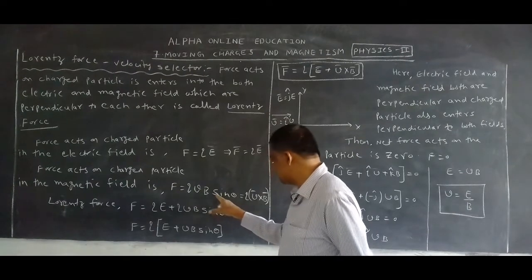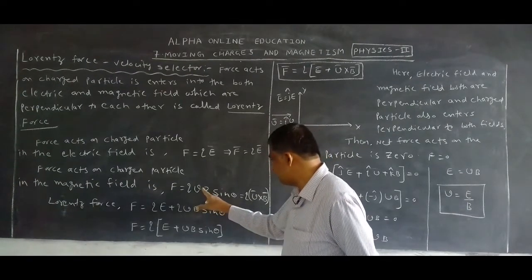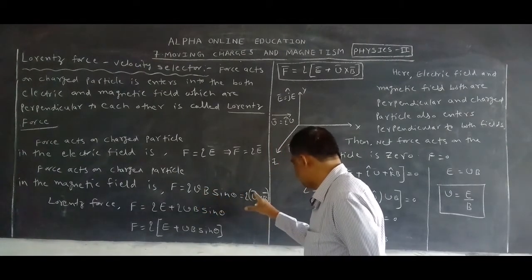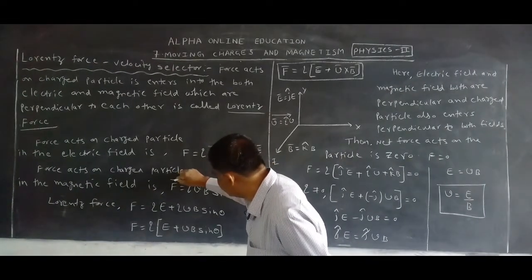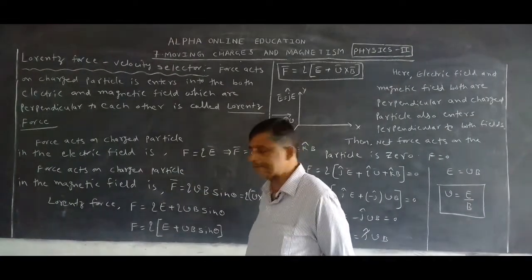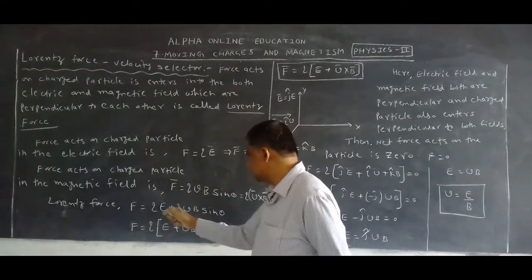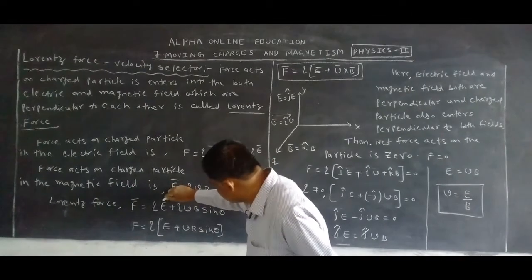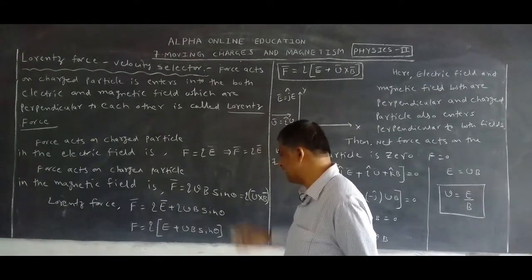If you remove the sin theta, we get the cross product. Why? Theta is the angle between V and B. That's why F bar = Q V bar cross B bar. Now the Lorentz force is the sum of these two: F bar = Q E bar + Q V B sin theta.